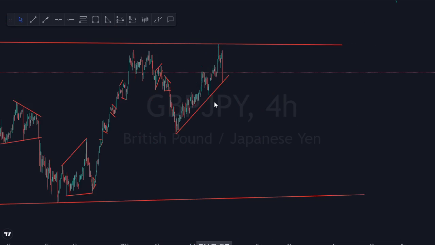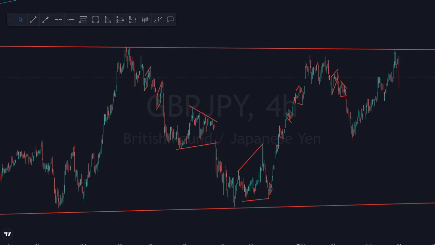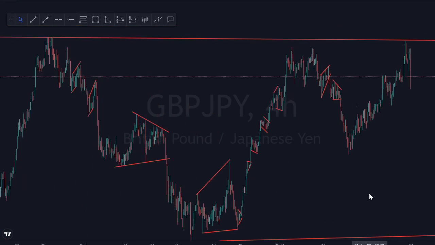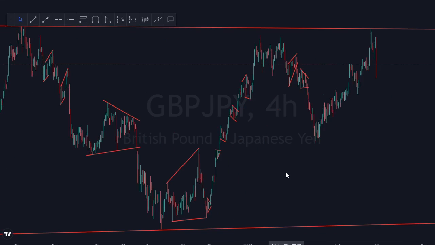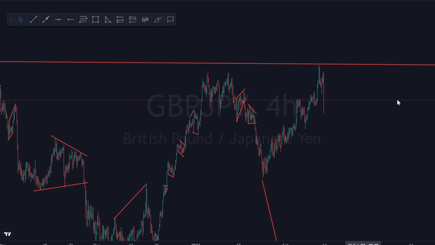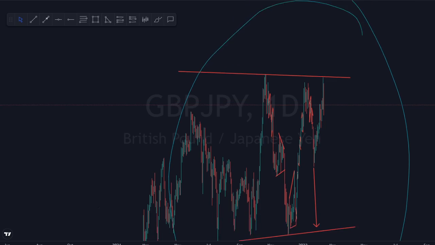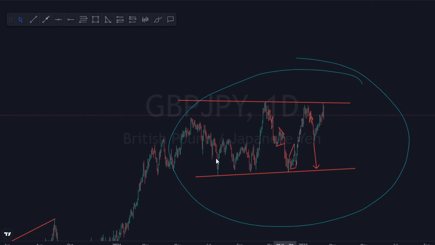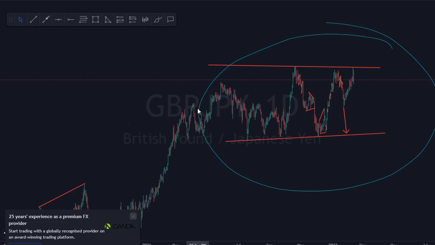Let me just remove this so that I can explain it later. So guys, with GBPJPY, I was actually looking for the sell. In the previous weeks I was looking for sells for price to come here, because let me go to the daily. The daily, yes, there we go, guys. Let me remove this and explain it.